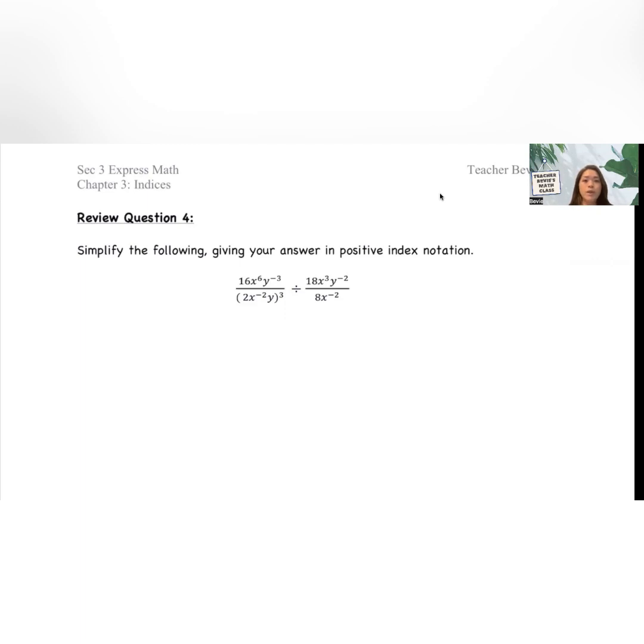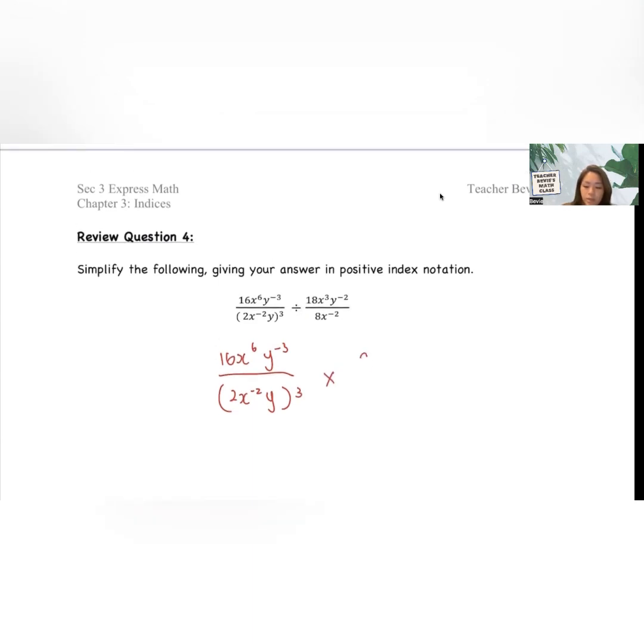So in primary school, when we learn division of fractions, we know that we have to keep, change, flip. I will keep the first fraction, I'll copy every single thing down first. And then I will change this divide sign to a multiplication sign. And then I will flip the second fraction to become 8x to the power minus 2 over 18x cubed y minus 2. So when I'm flipping the fractions, just copy exactly, just that the numerator comes down to the denominator and the denominator goes up to the numerator. Do not change the sign of the powers.